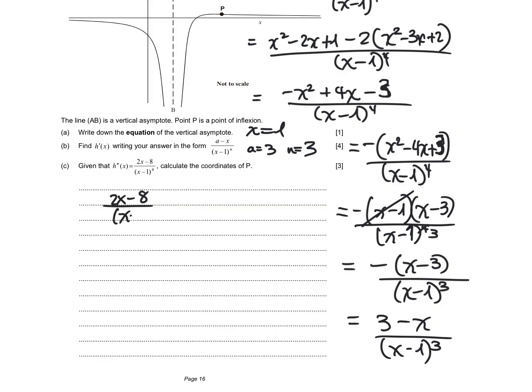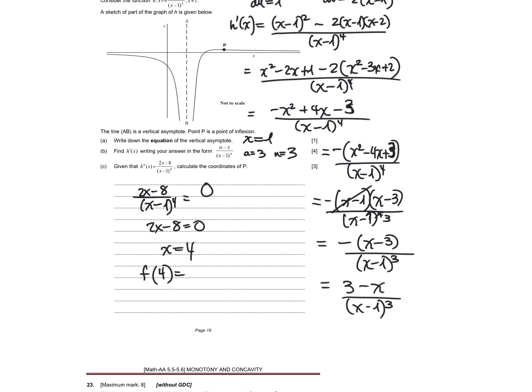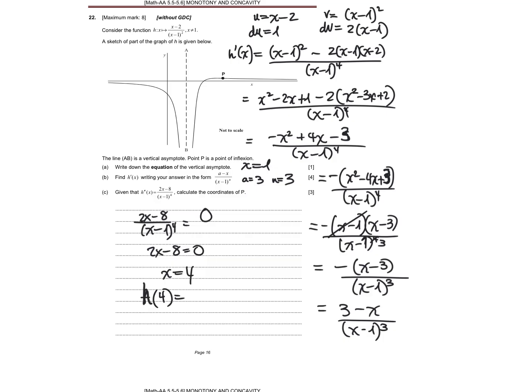So points of inflection, and they're telling us P is a point of inflection, so we're not going to have to check, but we set it equal to 0. Cross multiplying by the x minus 1 to the 4th is just 2x minus 8 is 0, and then solving for that we get x equals 4. And we could check on either side, but like I said, they tell us it's a point of inflection, so we don't have to. And we just need the coordinates. So we need the original function. Well, it's h at 4. So 4 minus 2 over 4 minus 1 squared. So that's 2 over 3 squared, 9. So the point is 4, 2/9.